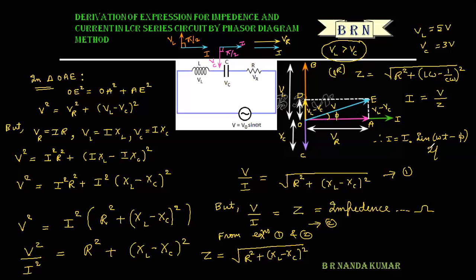If the inductive reactance is more than the capacitive reactance, or the potential difference across L is more than the potential difference across the capacitor, then in that case the current lags behind the voltage. So actually the LCR series circuit behaves like a purely inductive circuit. If VL is more than VC, the LCR series circuit behaves like a purely inductive circuit. Okay, so this is very important for 5 marks.